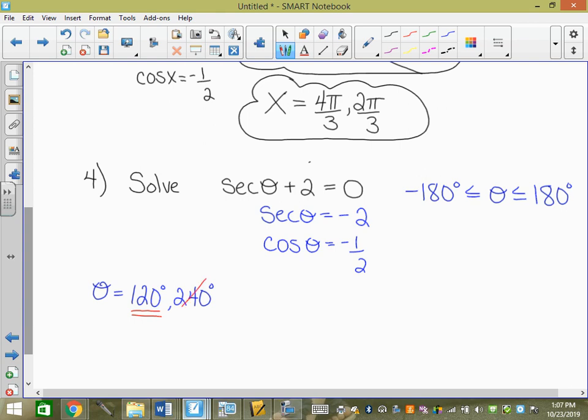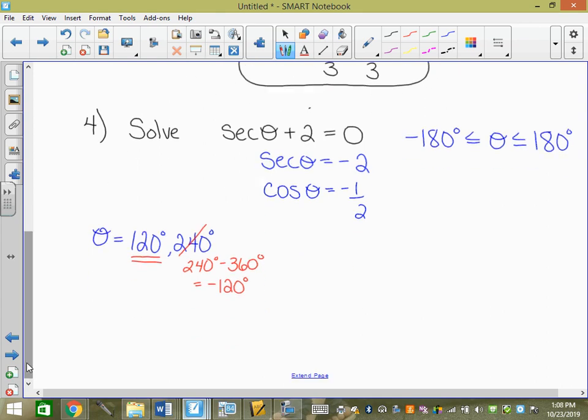Now 240, does it fit? No. So we have to see if its coterminals do. 240 minus 360 equals -120. Does that fit? Yes. So we keep this one, not the 240. That's all it is. You literally find your normal angles and then just check the coterminals.